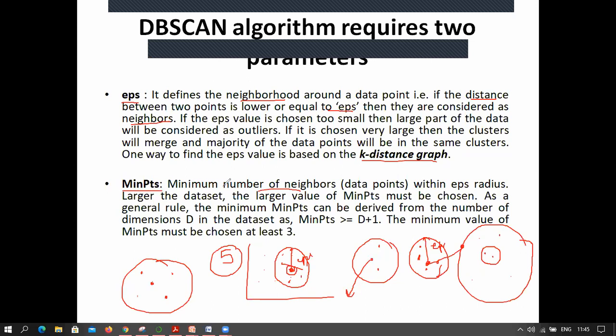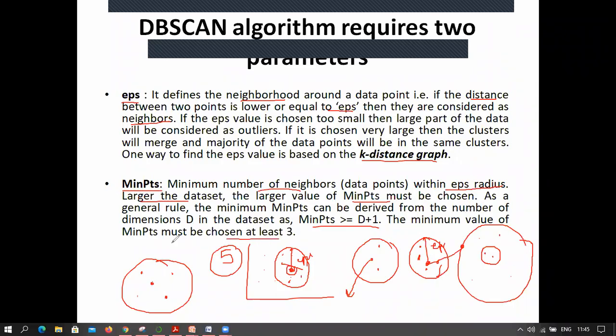So what is minimum number of points? Minimum number of neighbors or data points within this circle. Now, the larger the data set, the larger the value of minimum points should be chosen. Usually, what value of minimum points do we choose? It should be greater than or equal to d plus 1, where d is the number of dimensions. Dimensions means number of features in your data set. Like if you have 4 features, then the minimum number of points you should select is greater than or equal to 5. Okay, so this would be clear, the meaning of minimum points.